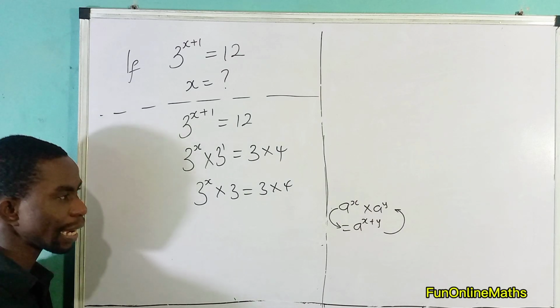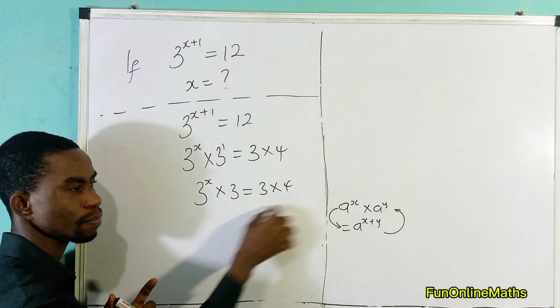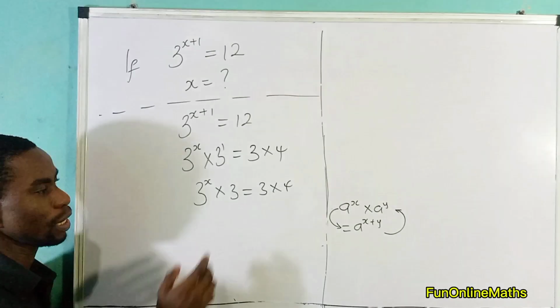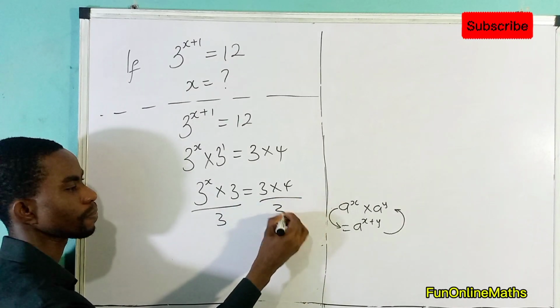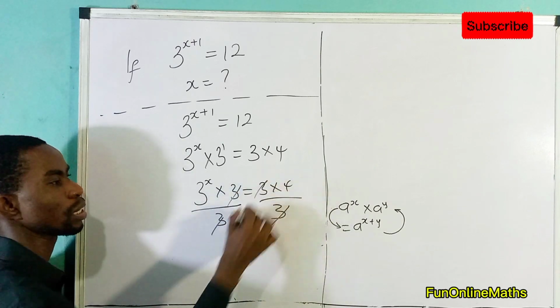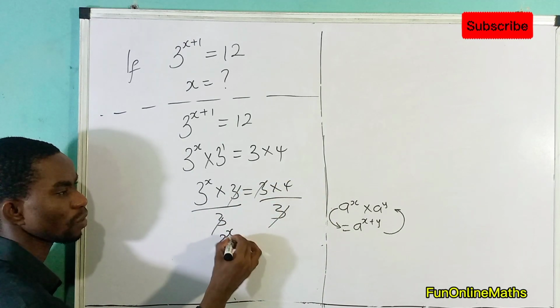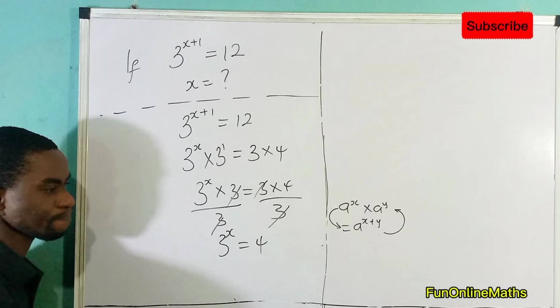Now, I can divide both sides by 3, and I'll be able to cancel the 3 that are in both sides. So we have divided by 3. This will cancel this, same with this. We have 3 to the power of x equals to 4.